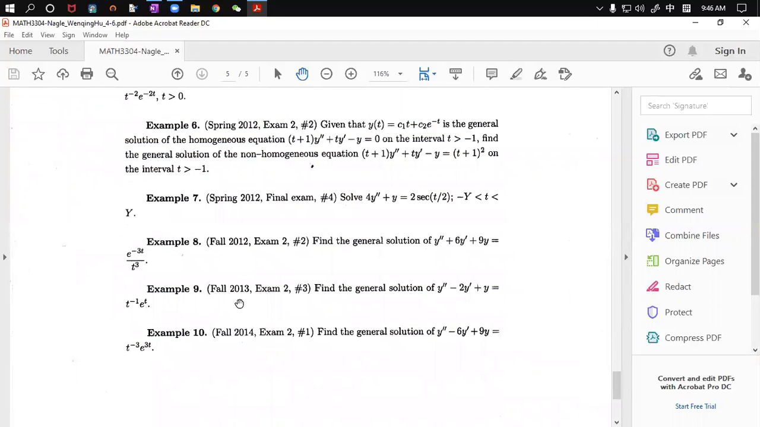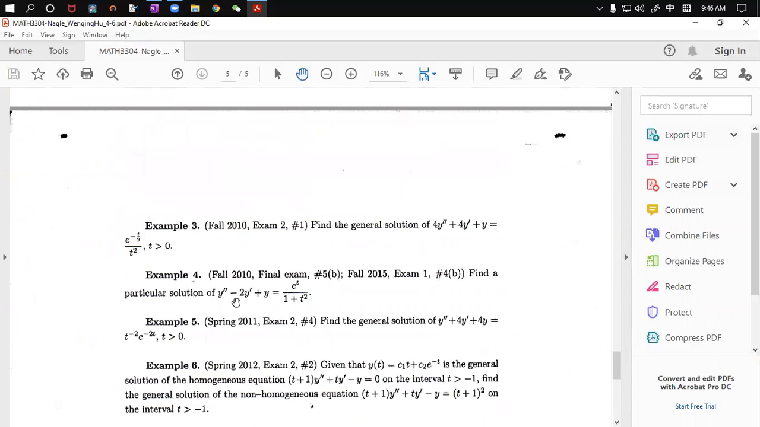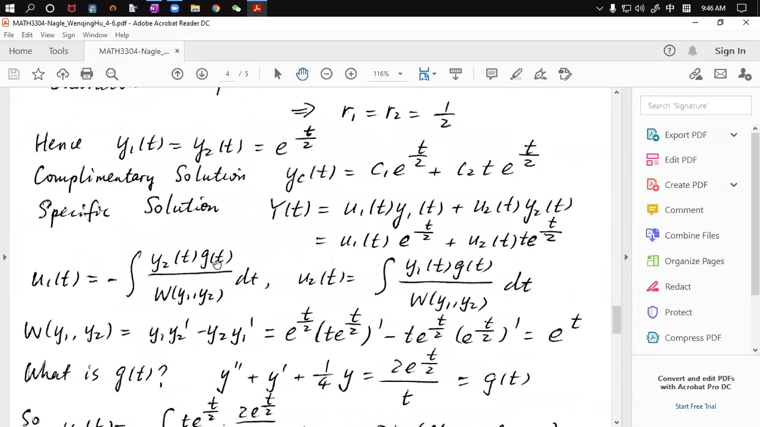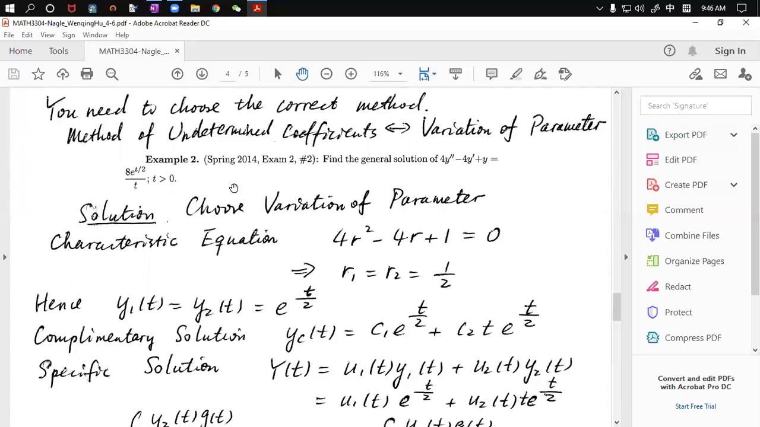So I would strongly urge you to try them so that you get familiar with these two methods. I will leave this example to the beginning of the next lecture, just for warm-up purposes. So that's what I want to say.